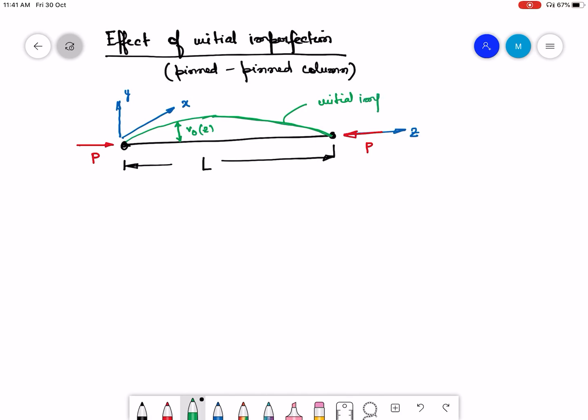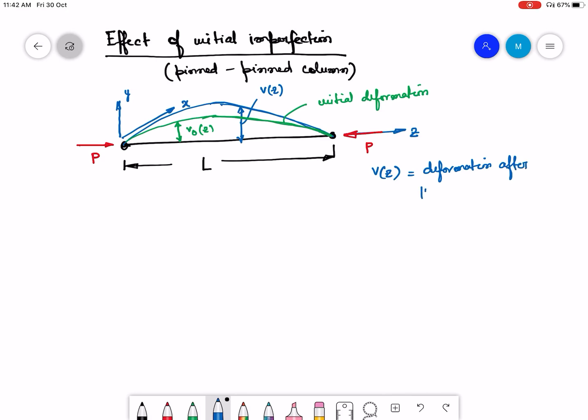This is my initial imperfection, or initial deformation. Why call it imperfection? Let us call it initial deformation. Let us assume that because of the applied load, this is going to further deform into Vz. So Vz is the deformation after the load is applied. Now, if Vz is the deformation after the load is applied, let us write down the moment balance equation.